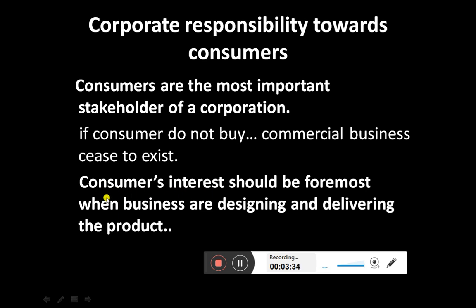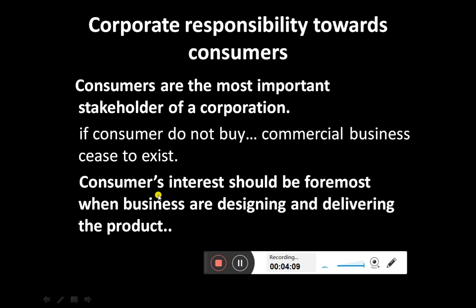Now, what is the consumer's interest? Some consumers have an interest toward the price of the product. Some consumers are price oriented. Others, let's suppose, are quality oriented. If we have consumers who are quality oriented, they never argue upon the price. They have the potential to pay the price, but they need quality. So that is the consumer interest.